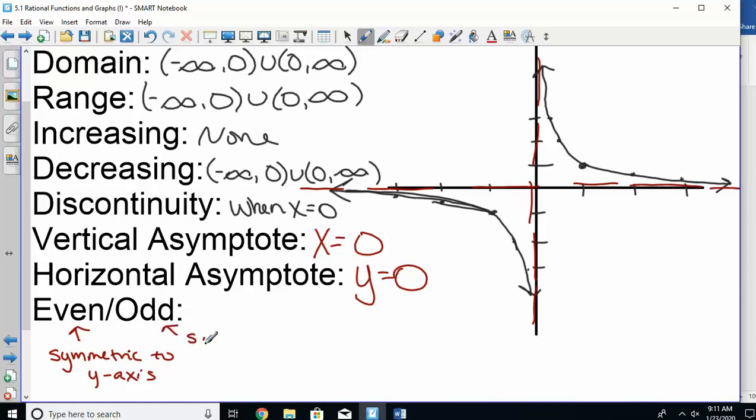Odd means symmetric to the origin. So you would have to flip this graph twice, over the x-axis and the y-axis. If I do that, does it overlap itself? If you flip over, that piece comes here and then flip again, goes down and overlaps. So this one is odd. So trying to review some of those terms we haven't talked about a little bit.